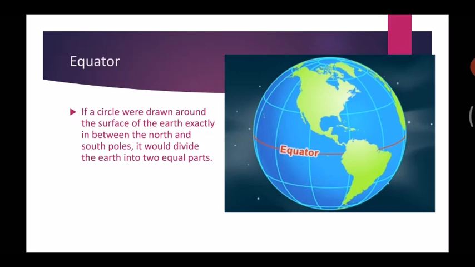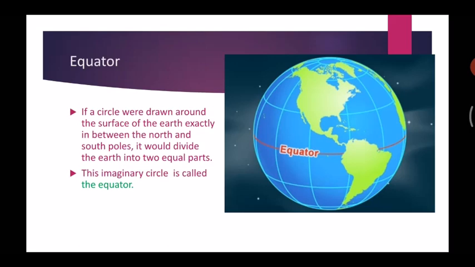The two ends of the earth are the north and south poles. So if you draw a line exactly at the center of these poles, we would divide the earth into two equal parts. It means that when we draw a line in the middle, it will divide our earth, or our globe, into two equal parts. This imaginary line that we draw in the middle of the earth, in the center of the earth, is called the equator.